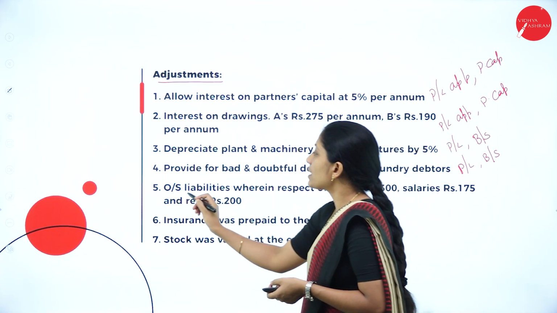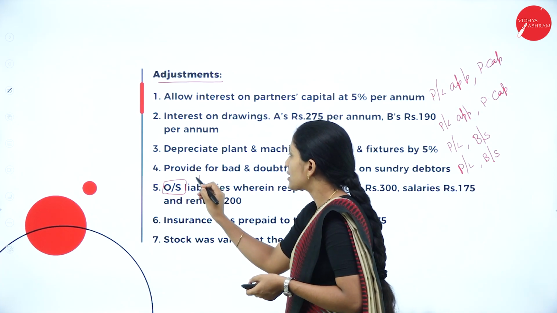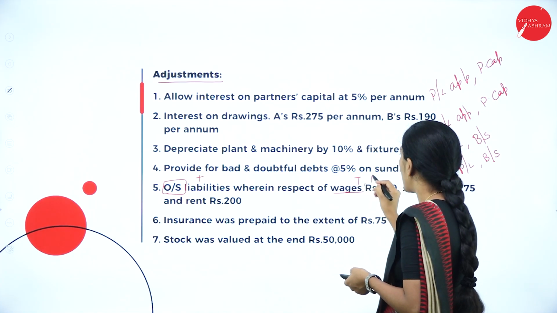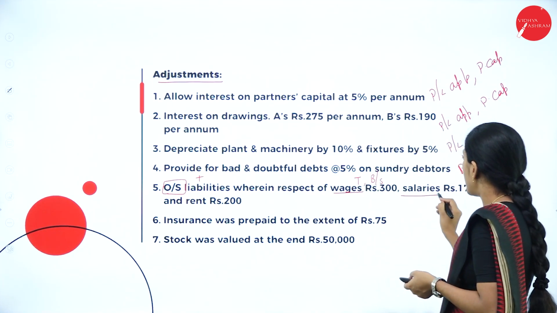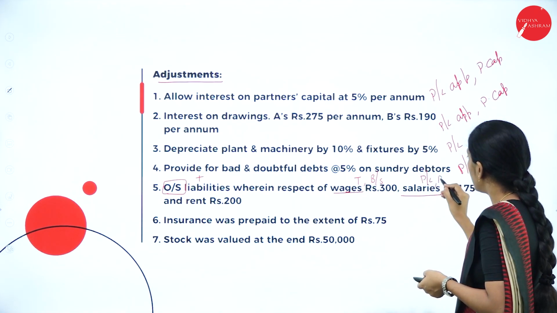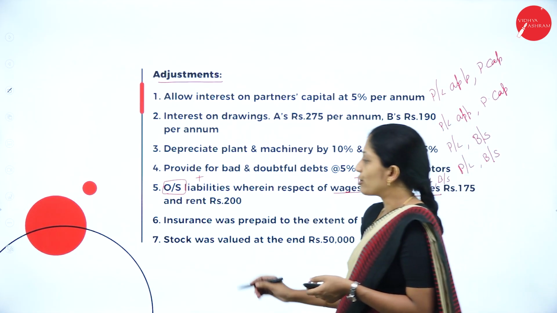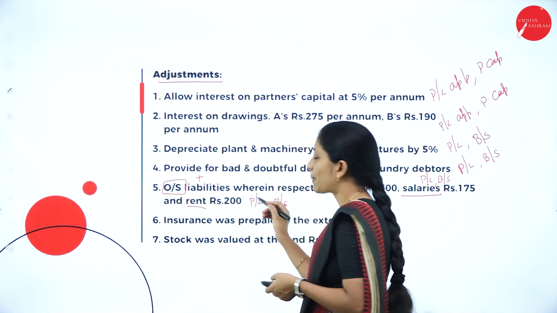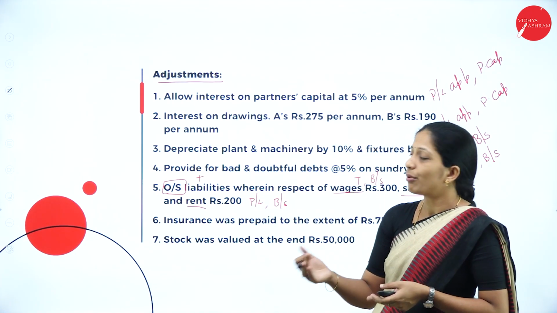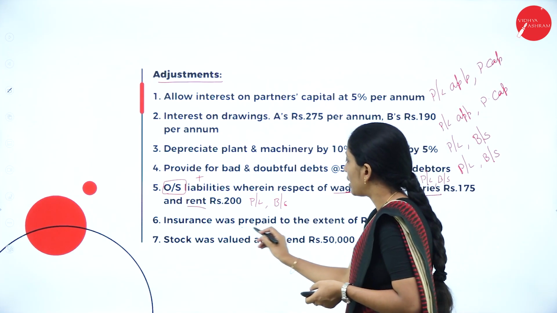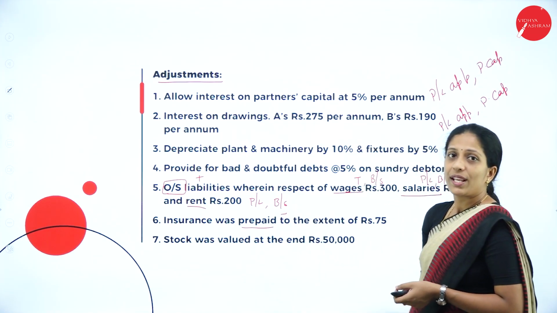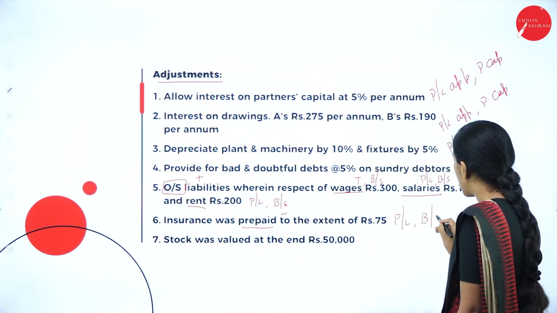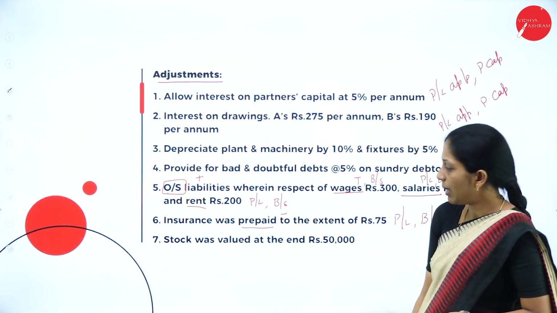At the same time, all these outstanding amounts you have to add to the respective expenses. Now wages comes under trading account as well as in the balance sheet liability side. Next, salaries. So you have to record in the P&L account and in the balance sheet. Next, rent also. So you will record under P&L account and in the balance sheet, where for the respective expenses you have to add this outstanding. Next, insurance was prepaid. So prepaid means you have to minus. Now where do we record insurance? Insurance in the P&L account where you have to minus, and in the balance sheet it is an asset. So you have to record on the asset side of the balance sheet.